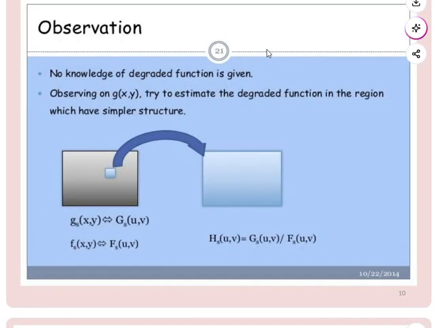The next one is observation. No knowledge of the degradation function is given in this case. Observation is done on g of x comma y, and we try to estimate the degradation function in a region which has a very simple structure. gs of x comma y implies gs of u comma v, that is, it is converted from the spatial domain to the frequency domain, and fs of x comma y is equal to fs of u comma v. Similarly, h is equal to gs of u comma v divided by fs of u comma v. This is because there is no noise in this case, therefore n is equal to 0, and the equation will be h is equal to g by f.